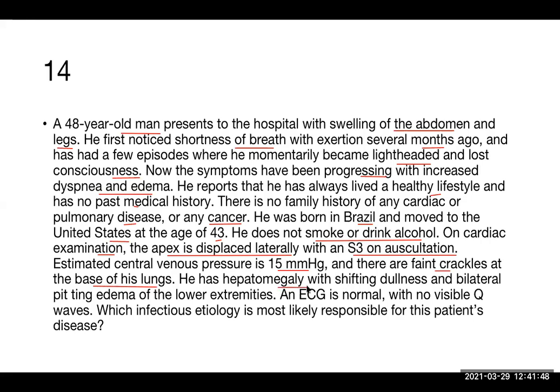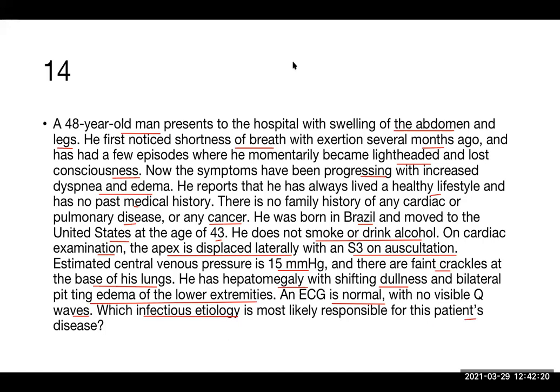He has hepatomegaly with shifting dullness and bilateral pitting edema of the lower extremity. All the features of heart failure are present here. Hepatomegaly is there, shifting dullness means ascites is there, and bilateral pitting pedal edema is also there. ECG is normal with no visible Q wave. So this is not a prior case of myocardial infarction. An infectious etiology is most likely responsible for this patient's disease.